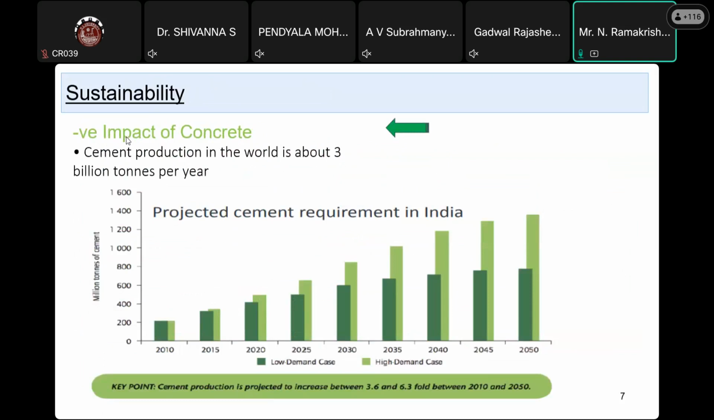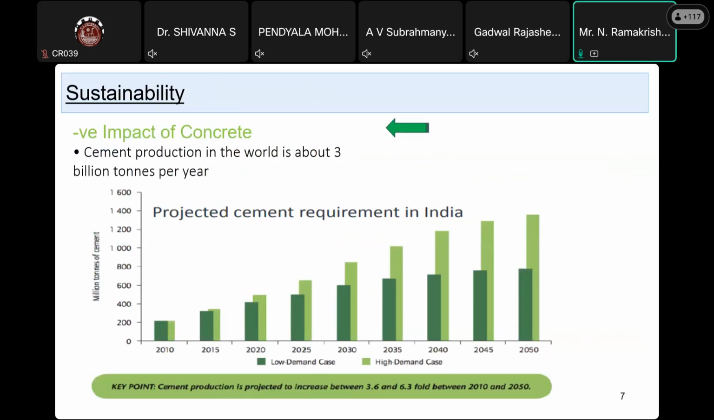Now we'll see the negative impact. Actually, as I told you, this was prepared some 3-4 years back, so the data pertains to 2020. You can see here how cement production is increasing year by year. You can see two colors, one is the low demand case, the other the high demand case, from 2010 projected up to 2015.